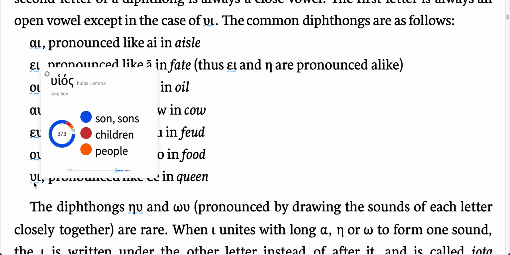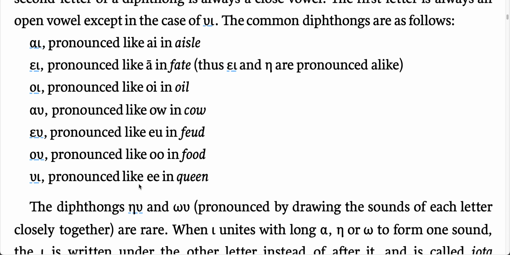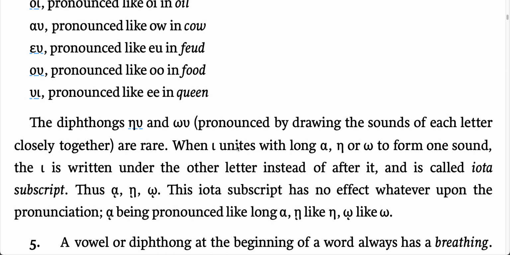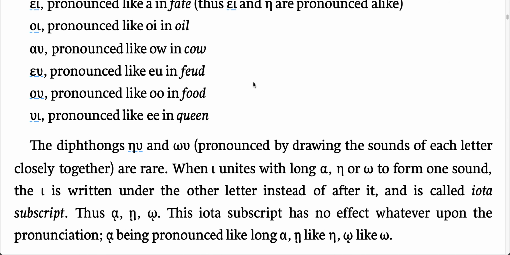And upsilon iota is pronounced like two E's together in the word queen. So you just have to be aware of this. You're going to run into diphthongs all the time. There's no way around it, and you just want to be aware that you're going to see these diphthongs.